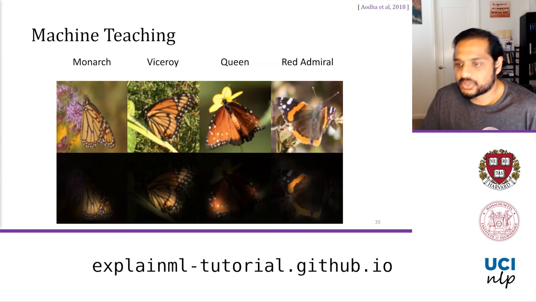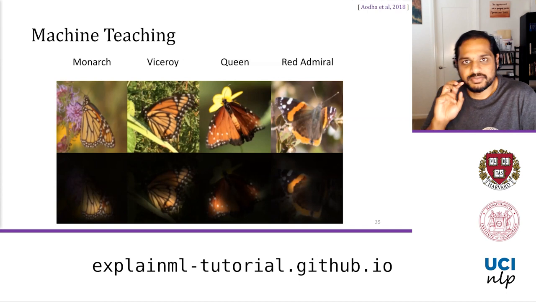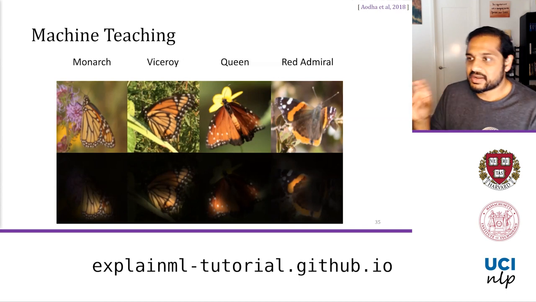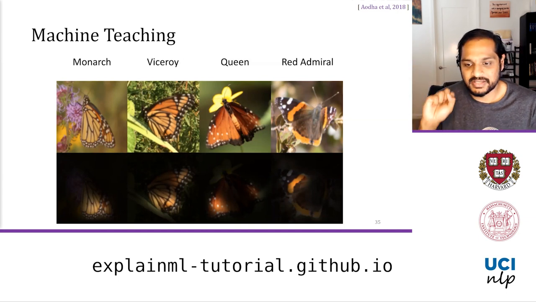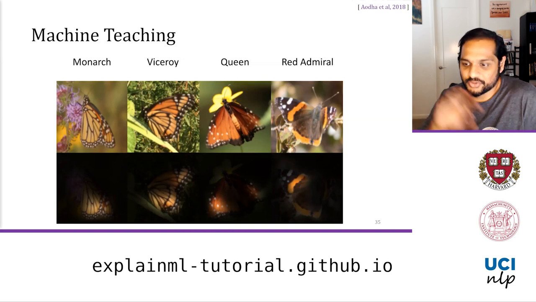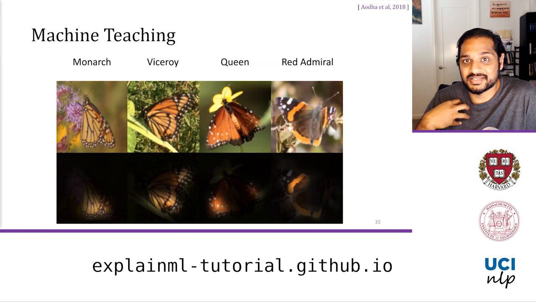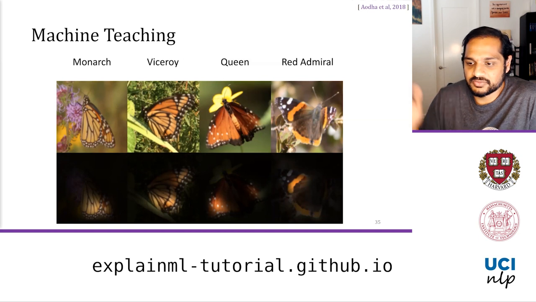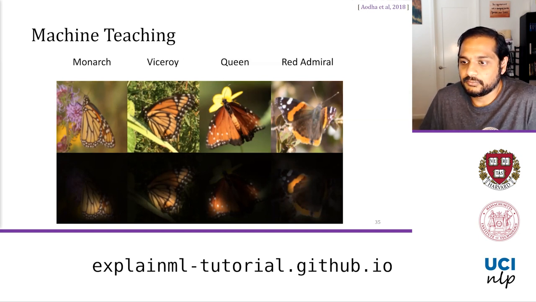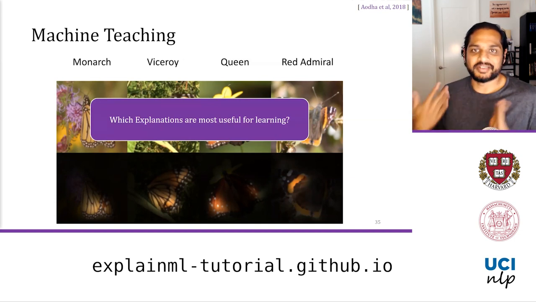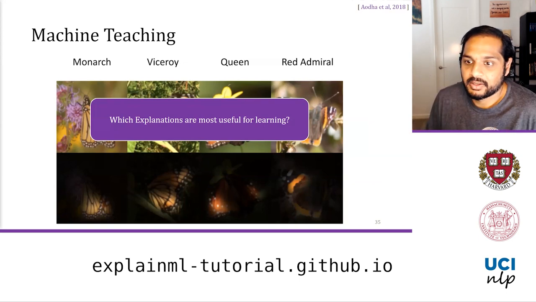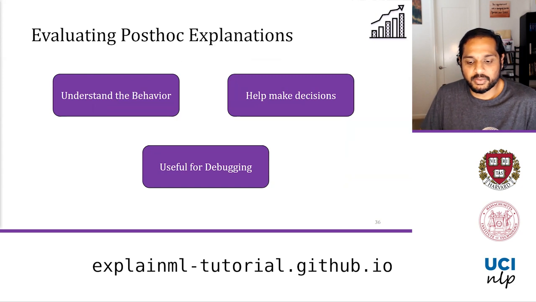And given this classification, you can say, okay, the queen butterfly seems to have these white spots that the model is looking at. The red admiral has this bar of orangey thing. And viceroy has a certain pattern that seems to distinguish it from a monarch butterfly, right? So you're using explanation techniques to learn about the task, using the machine learning model as a proxy or as a teacher rather than using it for prediction or anything specific like that. And so the idea is you can compare different explanations and see which one makes you a better butterfly differentiator, right?